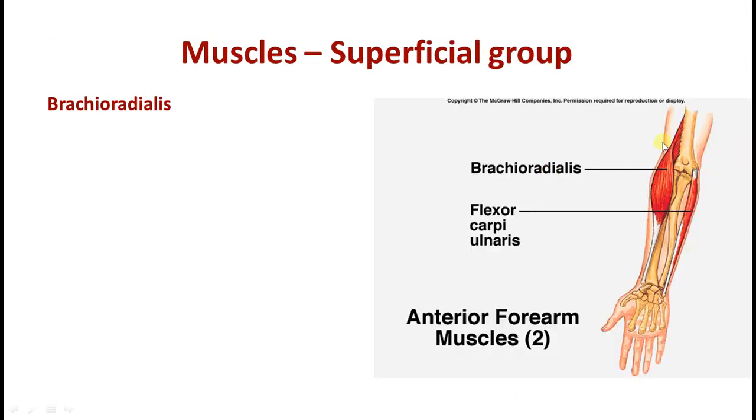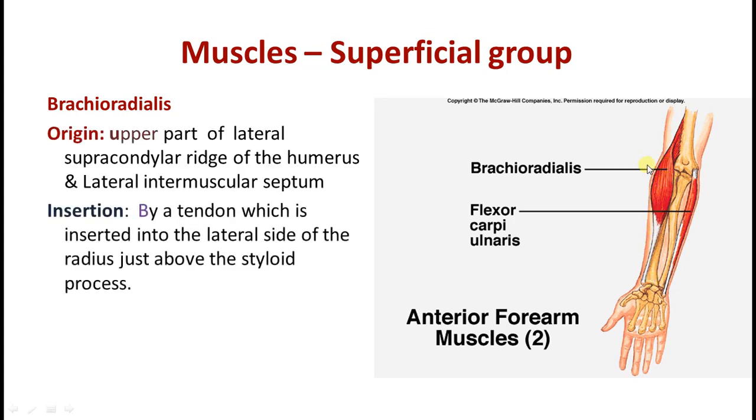So the first muscle of the superficial group is the brachioradialis muscle, most superficial and most appreciated on the flexor aspect. You are seeing the front of the arm, the flexor aspect. It arises from the lateral supracondylar ridge and from the intermuscular septum of the arm, not the forearm, and gets inserted by a tendon into the radius just above the styloid process.